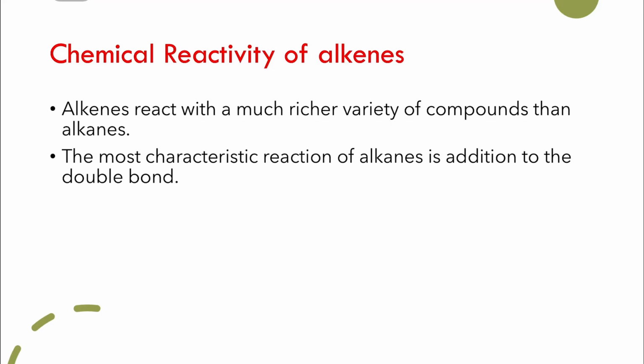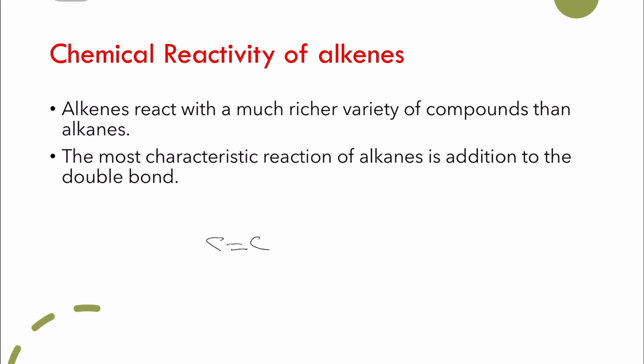So let's talk now about the chemical reactivity of alkenes. We know that alkenes are unsaturated hydrocarbons and they have a double bond. The double bond is the functional group in the alkenes, and because of the presence of the double bond, alkenes are much more reactive than their alkane counterparts. Alkenes are electron rich because of the double bond, and this is why they are more reactive and can have a variety of reactions.